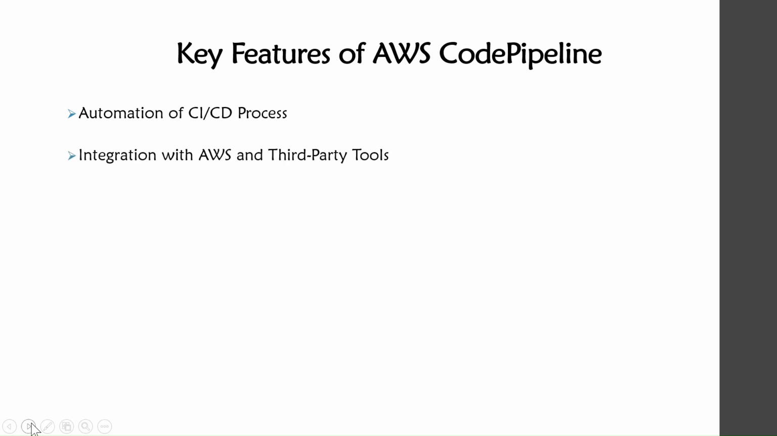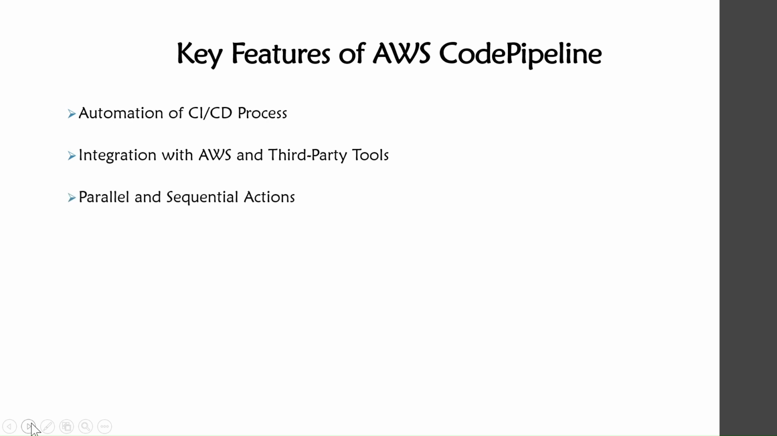The next is integration with AWS and third-party tools. CodePipeline integrates seamlessly with various AWS services like AWS CodeBuild, Elastic Beanstalk, EC2, S3, Lambda, and ECS. It also supports third-party tools such as GitHub, Jenkins, and Terraform, enabling flexibility in a variety of development environments.